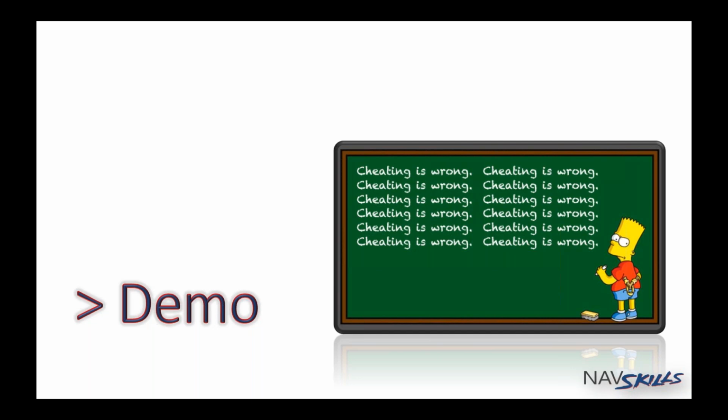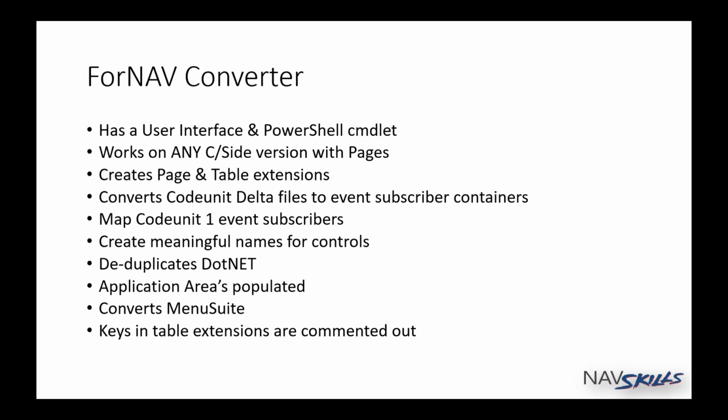Yeah, cool. So the ForNAV converter has a user interface. It also has a PowerShell commandlet, and it works on any C/SIDE version as long as you have pages. It creates the page and table extensions without having to do the PowerShell stuff. It converts the codeunit Delta files, as I just showed you. If you have event subscribers to codeunit 1, we will map them to the new codeunits automatically. And we also rename some controls, like Microsoft creates control 1,000,018, and we convert that 1,000,018 to a name.